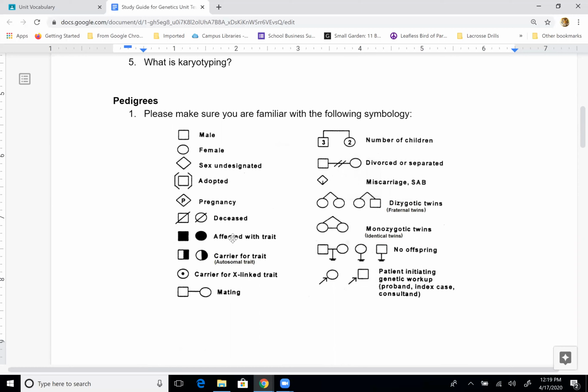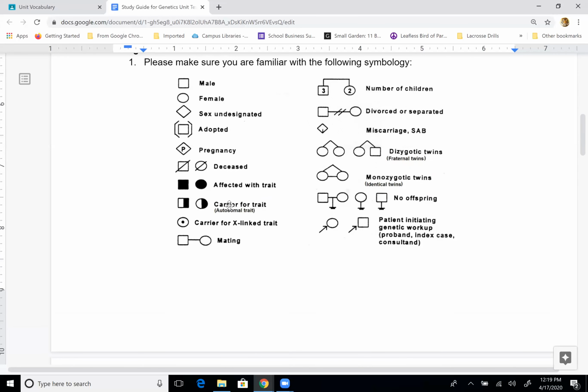So if a question asks about a disease or a condition that has been inherited, and then asks who the carriers are, those are half shaded versus affected, who are fully shaded, right? And then X-linked traits are genes that are carried on the X chromosome, the chromosome pair number 23, where the XX or the XY are the two possibilities for female or male.